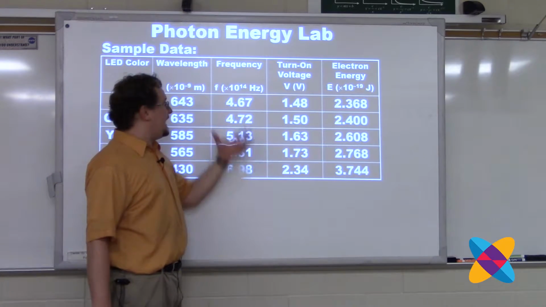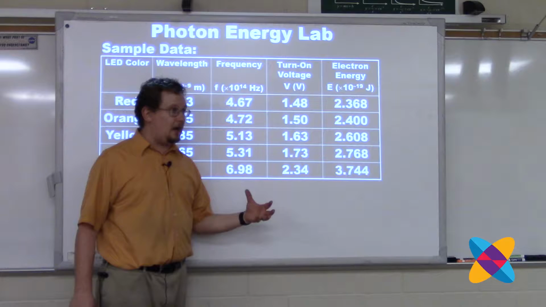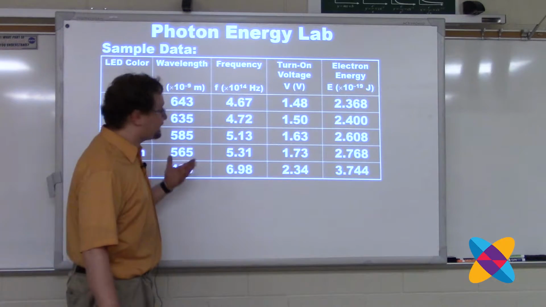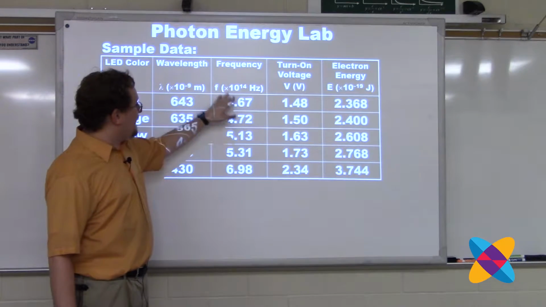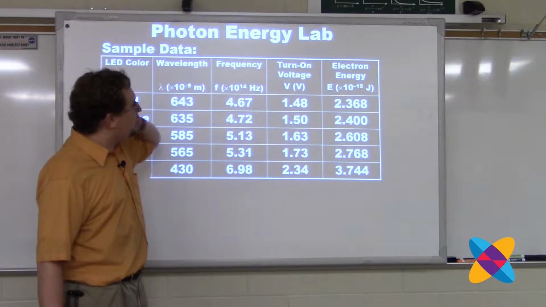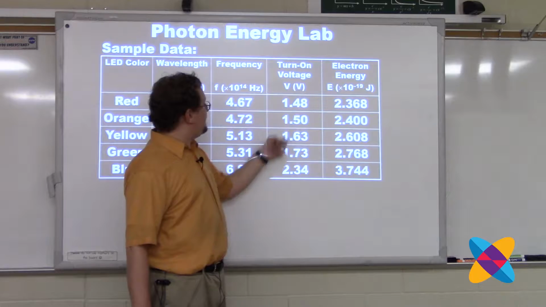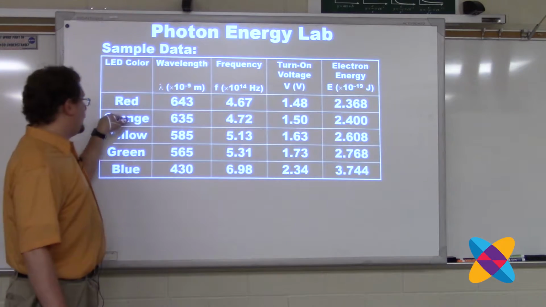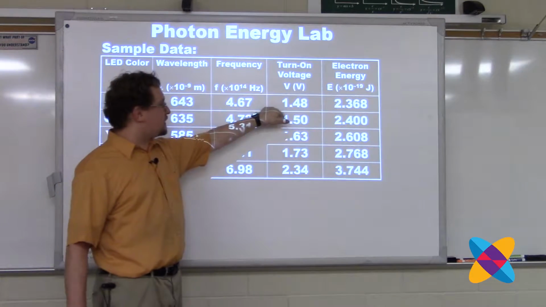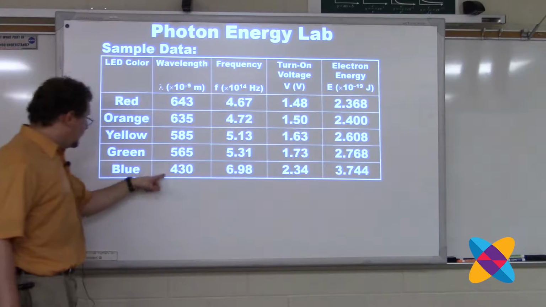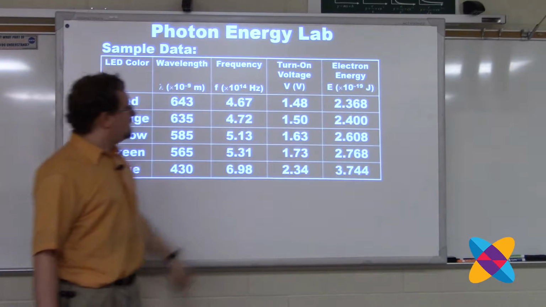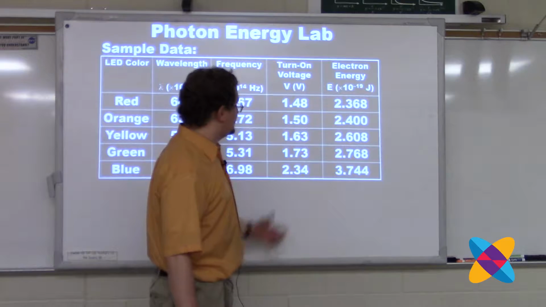The frequency, I just did f equals speed of light over wavelength, c equals lambda f basically. Here are my frequencies, times 10 to the 14th. These were the voltages that turned on each LED. Notice that they became progressively higher. Red and orange aren't that different, but blue is way different than these other ones, so blue had a much different turn-on voltage.